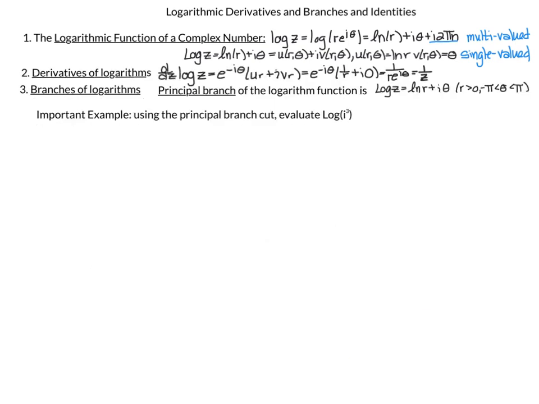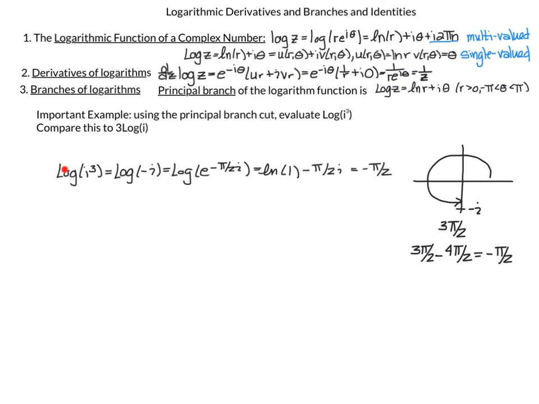Next we have this important example. I often don't label things as important because all examples are kind of important, but this one has a surprising result, so I said it's important. So using the principal branch cut, let's evaluate the log of i to the third.